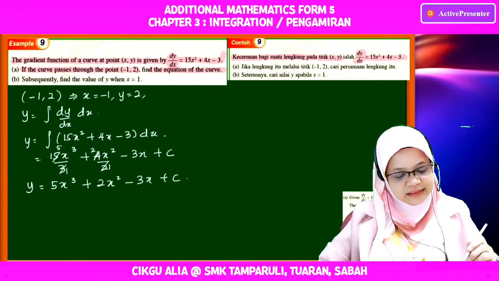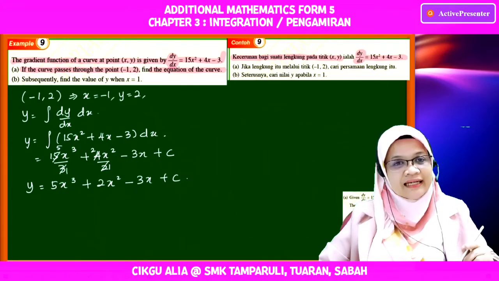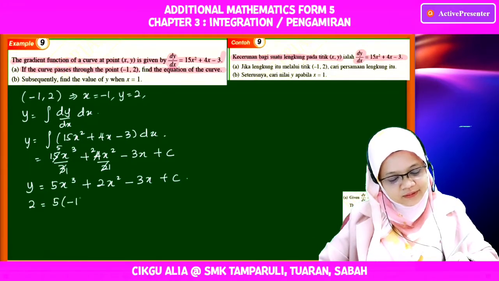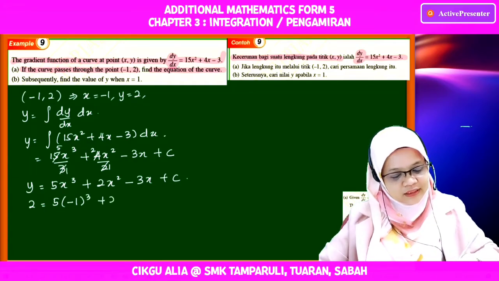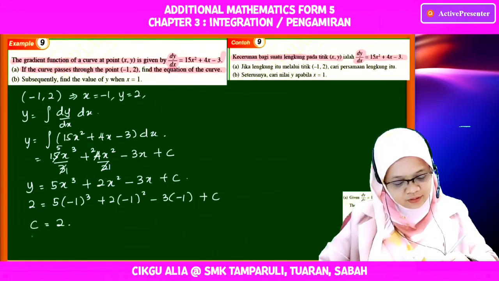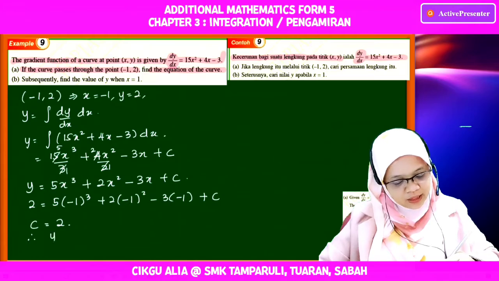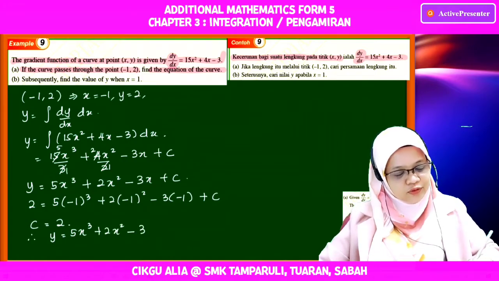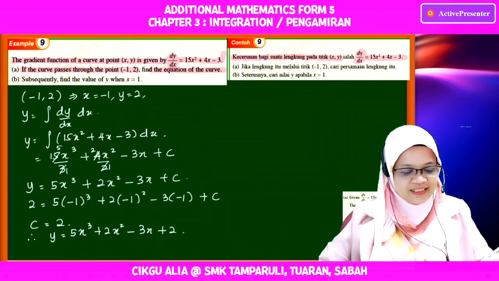So now we have the constant c, and to find the c, we substitute the x and y given. The y is 2, so 2 equals 5 times negative 1 to the power of 3 plus 2 times negative 1 squared minus 3 times negative 1 plus c, and here we get c equals 2. Therefore, the equation of the curve is y equals 5x to the power of 3 plus 2x squared minus 3x plus 2. Okay, boleh faham tu?